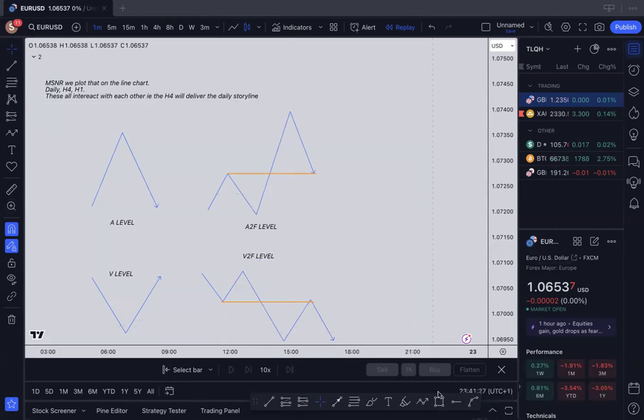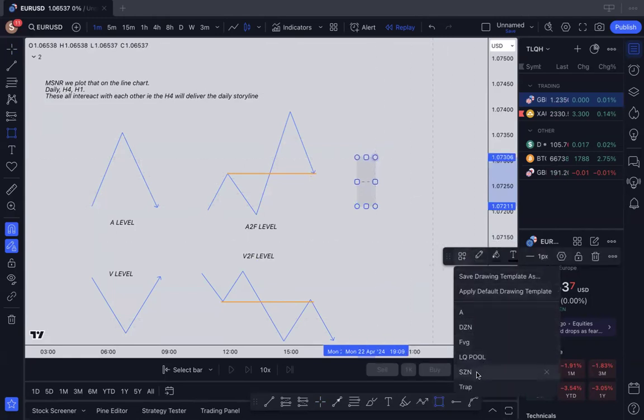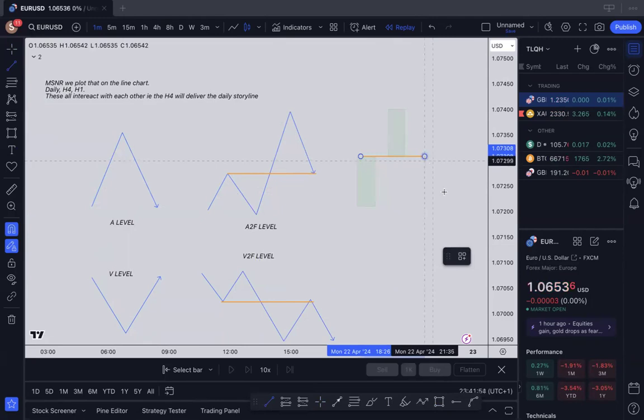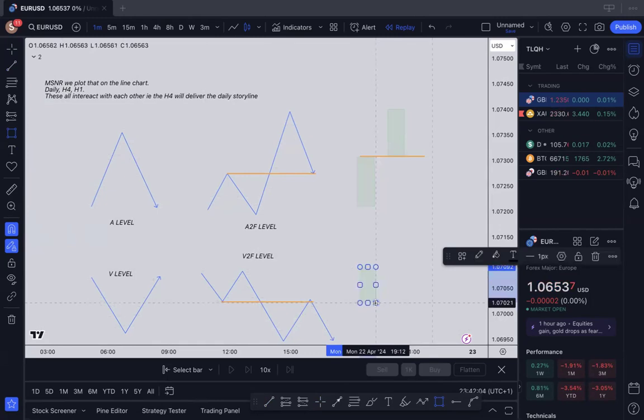The final one is a gap level. This is when we will have two consecutive candles, and we are marking the gap between the close of candle one and the open of candle two. Now, don't worry if you don't see a gap on your broker. It's basically just the close, and then the open of the next candle. And in the bearish example, it'd be something like this.